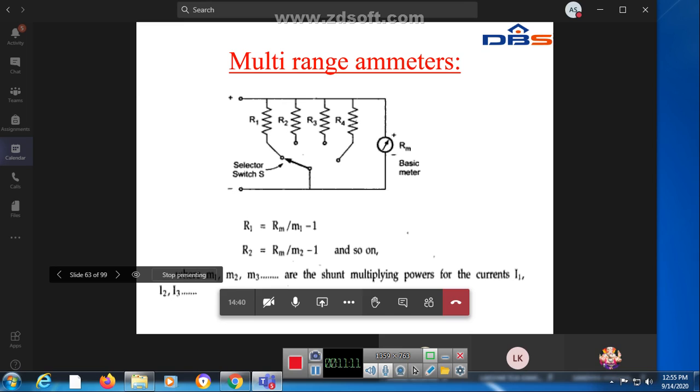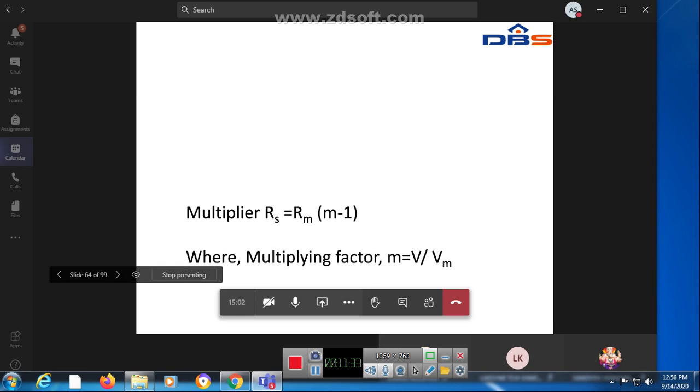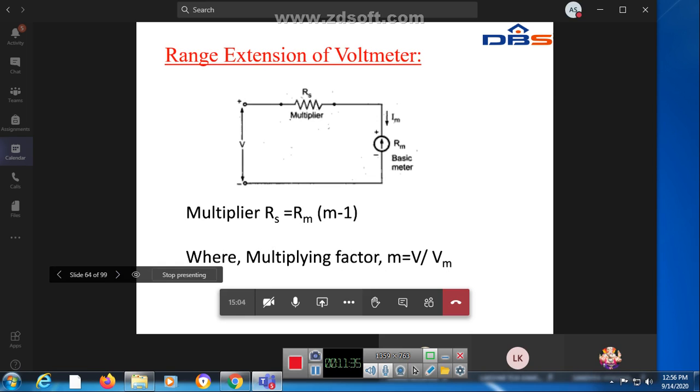Here M1, M2, M3 are shunt multiplying powers for the currents I1, I2, I3 and so on. These constants M1, M2, M3 are called shunt multiplying powers for the currents I1, I2, I3. Those are the formulas for the extension range of the ammeter.